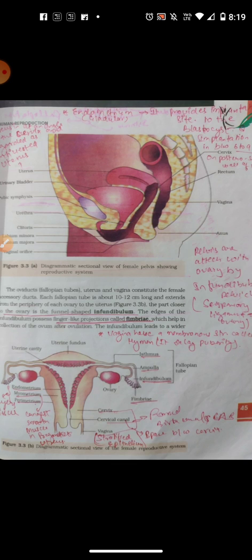Next one is muscularis, which is the middle muscular layer. The third and last one is serosa, the outermost layer, composed of visceral peritoneum. The fallopian tubes of the two sides open into the uterus. So this is all about the fallopian tubes.